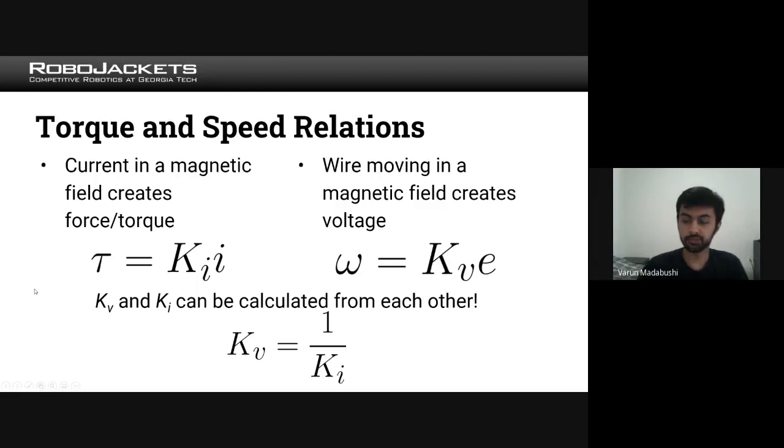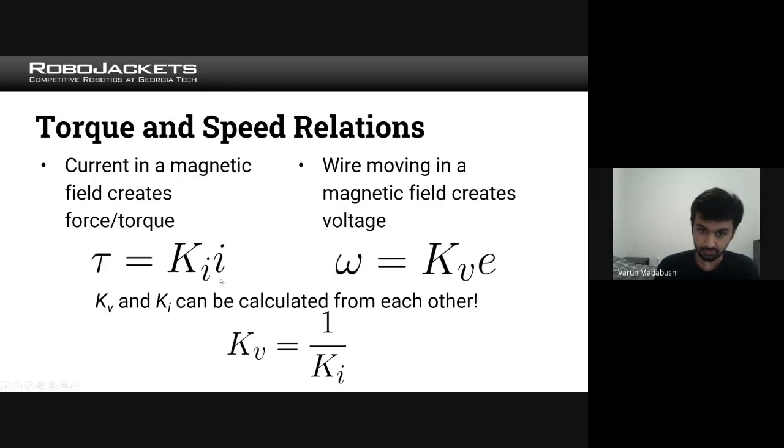So based on those previously mentioned physical phenomena, we talked about how the current generates a force in a particular magnetic field. And when you talk about a rotating system, it becomes a torque rather than a force. In this case, the torque of the motor, tau, is related to some constant k times the current, so tau equals Ki times I. And conversely, for a wire moving in a magnetic field, which is the case since the motor is spinning, the angular speed is related to the electric potential, so omega equals Kv times E.